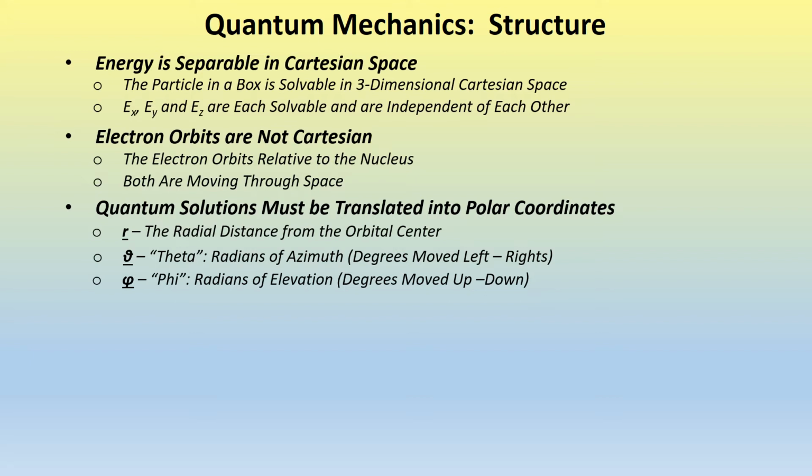When converting from Cartesian to polar coordinates, you get the following results. x is equal to r sine phi cosine theta. y is equal to r sine phi sine theta. And z is equal to r cosine phi.